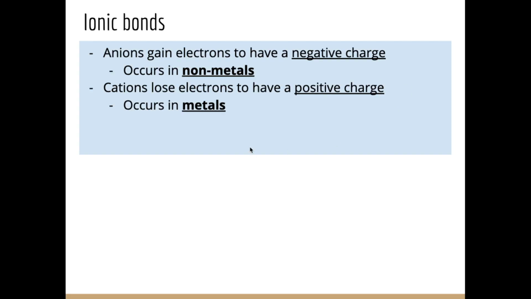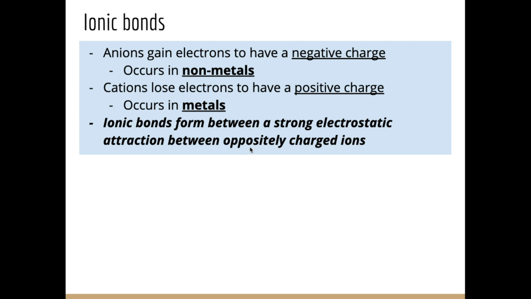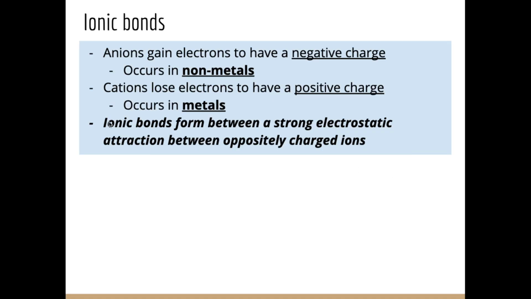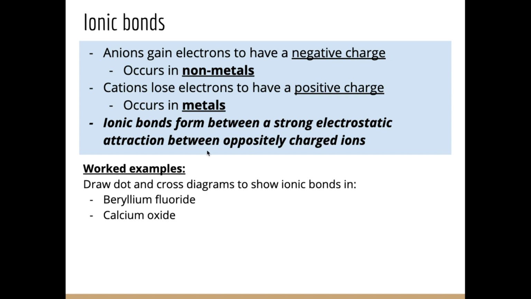So consequently, if we gain electrons, we become a negative anion. If we lose electrons, we become a positive cation. Ionic bonds form from a strong electrostatic attraction between oppositely charged ions, something that we've been saying lots and lots: like charges repel, opposite charges attract. So if you have a positive cation and a negative anion, those opposite charges are going to electrostatically attract to one another. You get a very stable bond, and that's what we see. These ionic bonds are very strong and very stable.